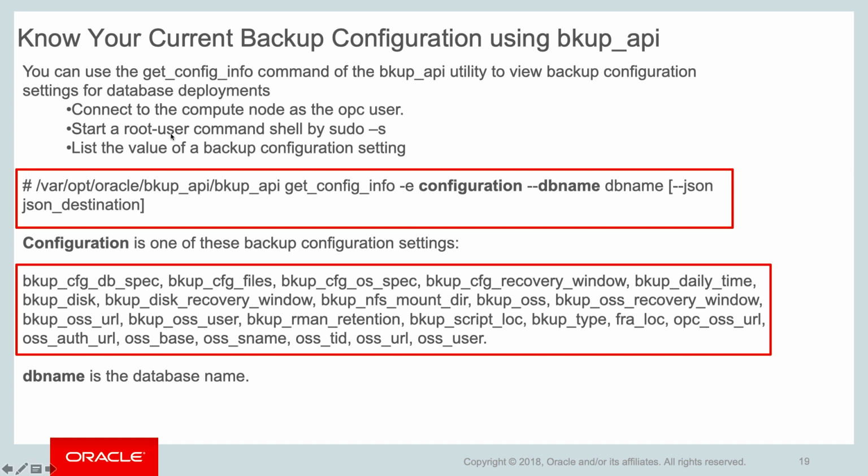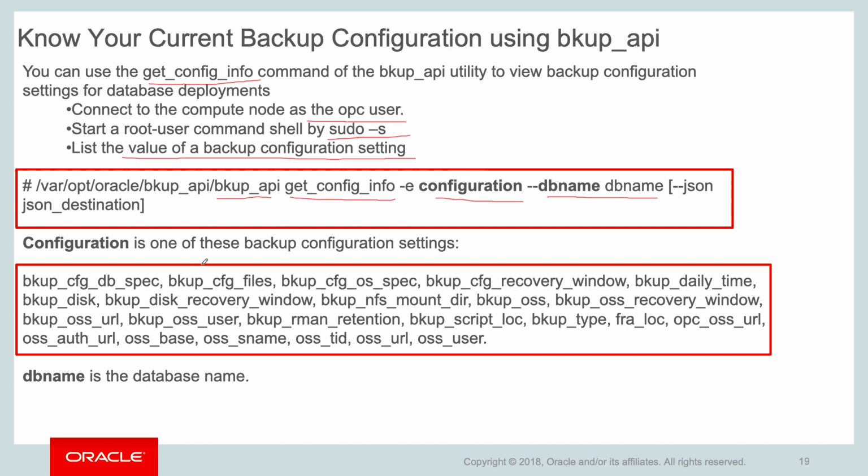You can always use the get config command here, and the get config info command will get the values from the backup configuration. So you will be logging in as the OPC user, sudo to root, and then you are able to list the values of a backup configuration setting with this get config info command. Again, same API with get config info -e, and then the configuration and the database name for which you want to know that. If you have more values, you can also pass a JSON file for getting those configurations in place.